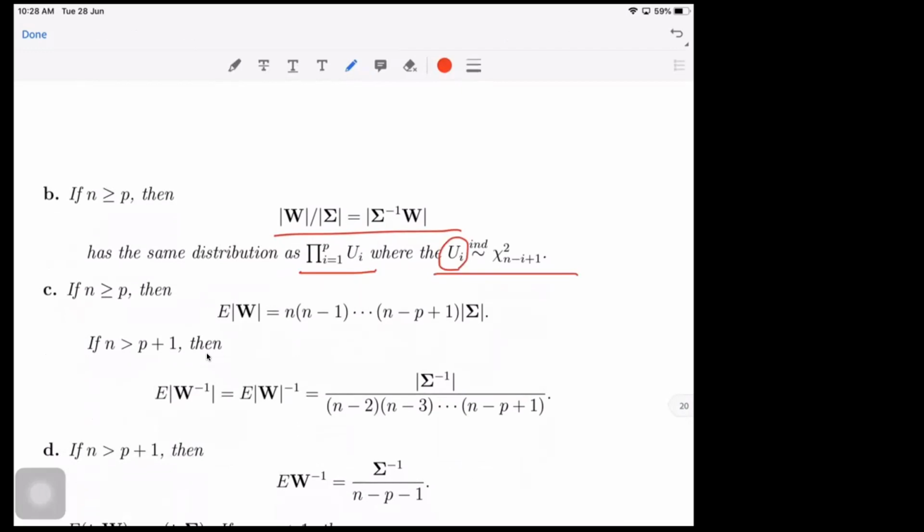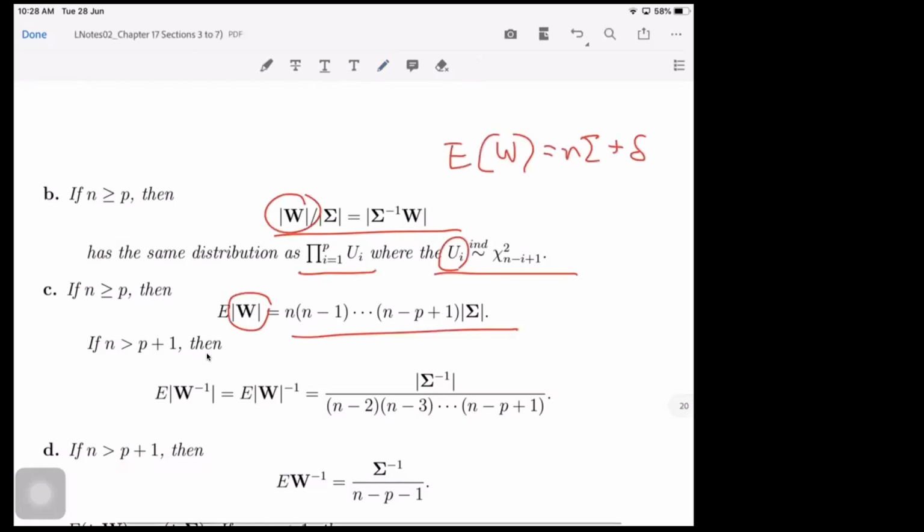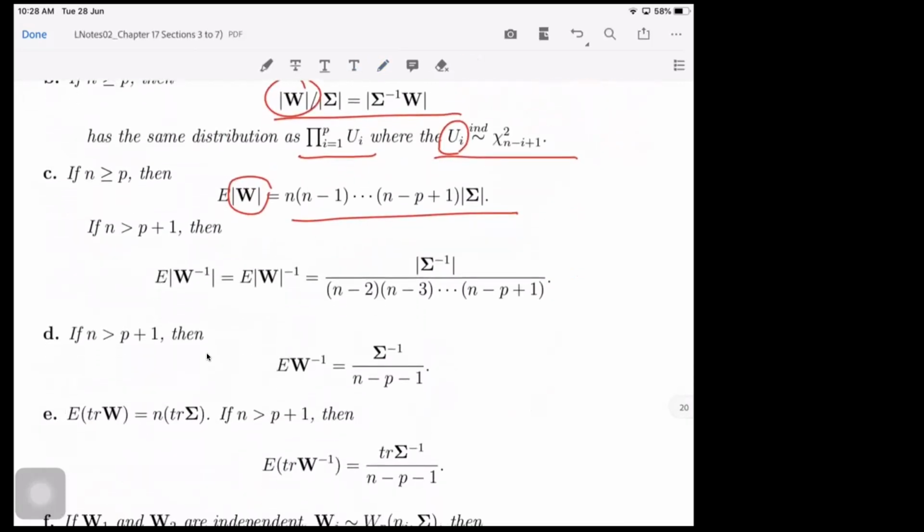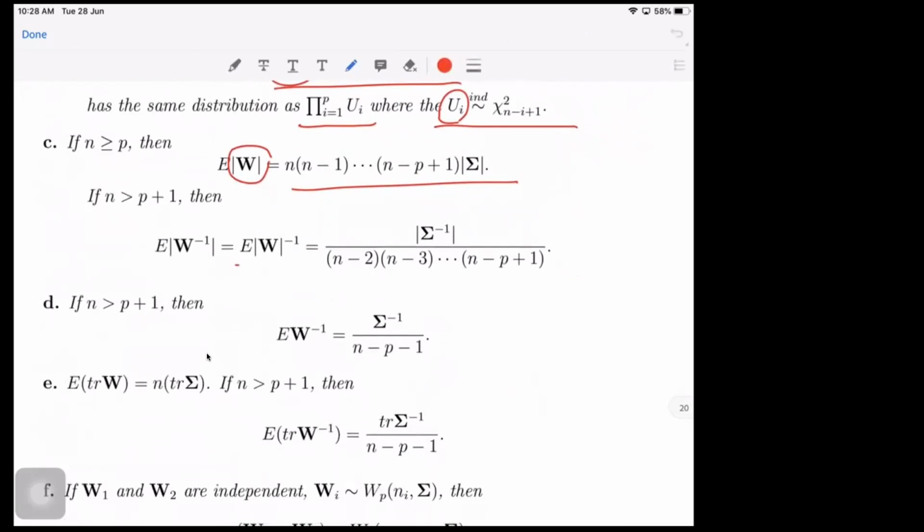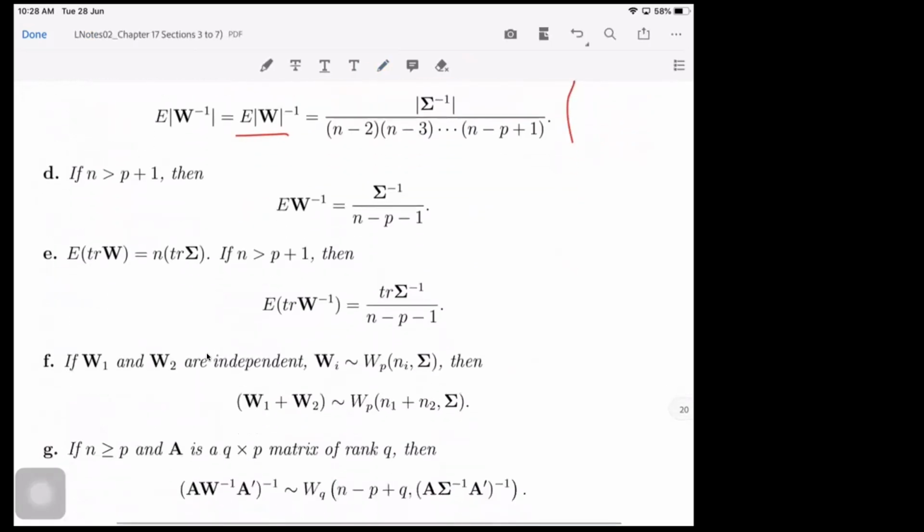And then we have another expectation, of the determinant. Earlier, the expectation of W, which is n sigma plus delta. Right? Okay. This is the expected value of the determinant of W, which is equal to this. And the expected value of its inverse is equal to the inverse of its expected value. So you have those formulas there.